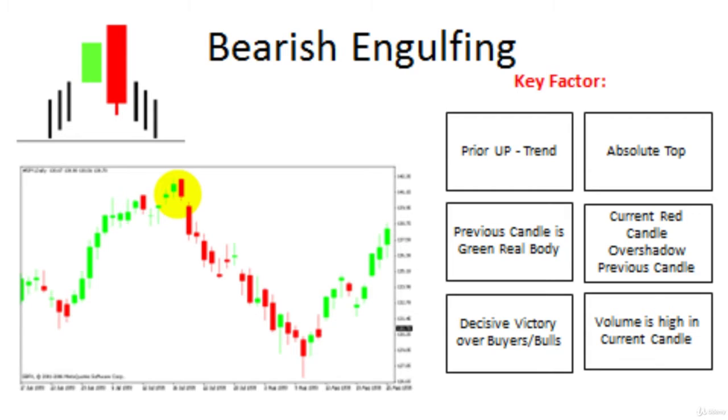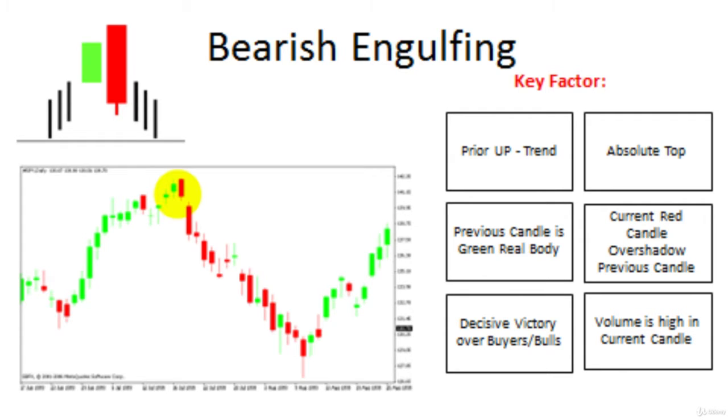Now we discuss the next pattern, called bearish engulfing. As you see the candlestick formation on your screen, there is a two candle pair at the absolute top. The first candle is a green real body candle, and the next candle, a big, large red real body candle, completely overshadows the previous green candle body. This means there is a decisive victory of bears over the bulls.